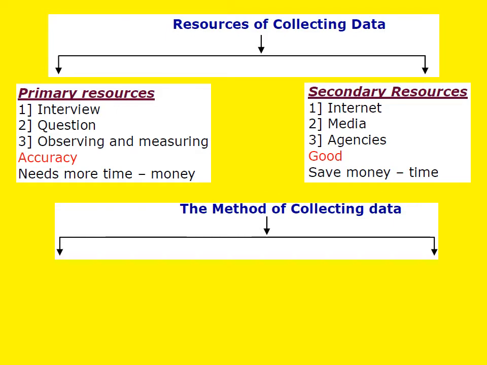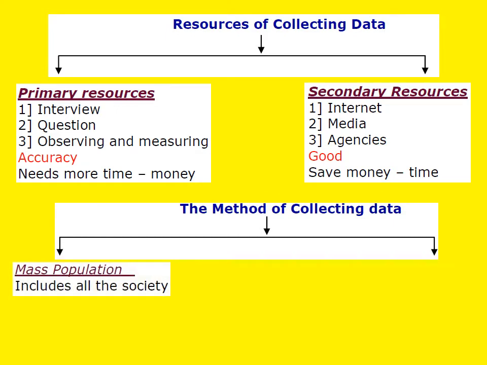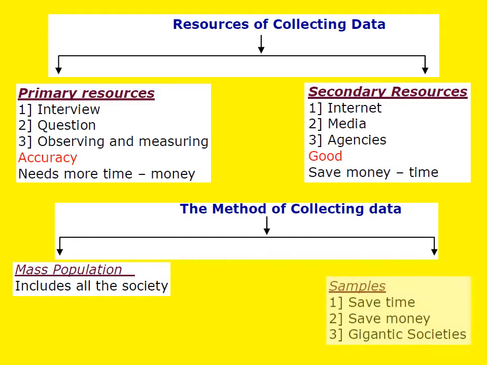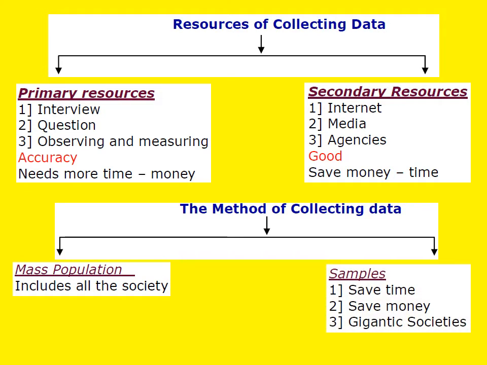The method of collecting data. Mass population includes all the society. Samples: save time, save money. Gigantic societies.